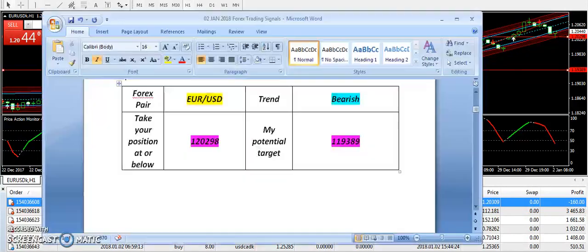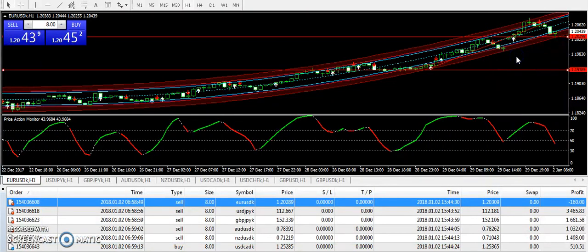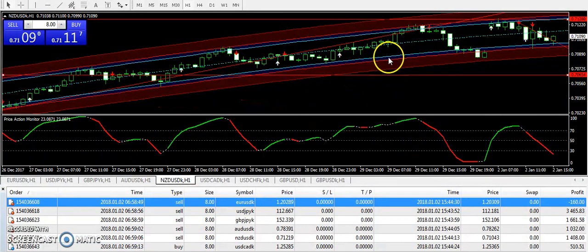I have supplied the bearish signal, and you need to be very confident with this. You need to practice with the same approach: not to buy any pair at a high price, and not to sell any pair when the price is already at lower levels. This is all about today's analysis.